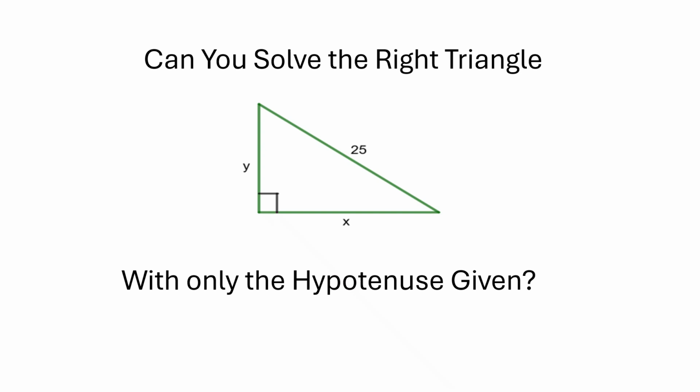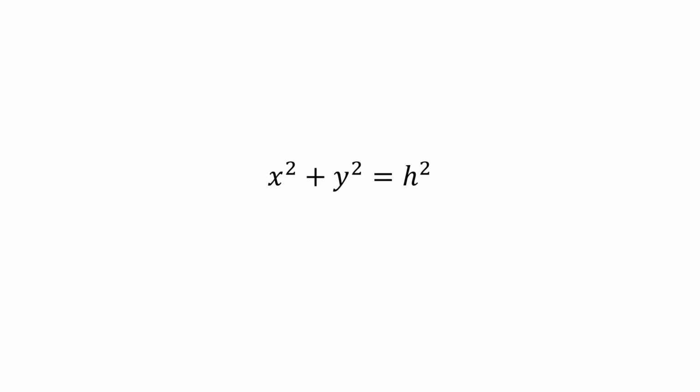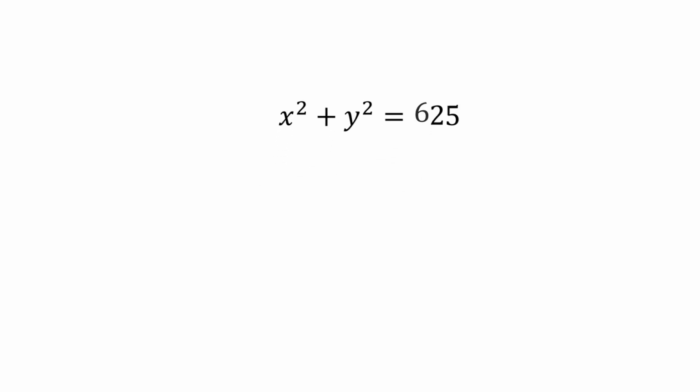First, let's recall the Pythagorean theorem. It tells us that the sum of the squares of the two legs equals the square of the hypotenuse. If we let x and y be the legs and h the hypotenuse, the equation is x squared plus y squared is equal to h squared. Now, substituting the given hypotenuse of 25 units, we get x squared plus y squared is equal to 25 squared. Since 25 squared is 625, our equation becomes x squared plus y squared is equal to 625.